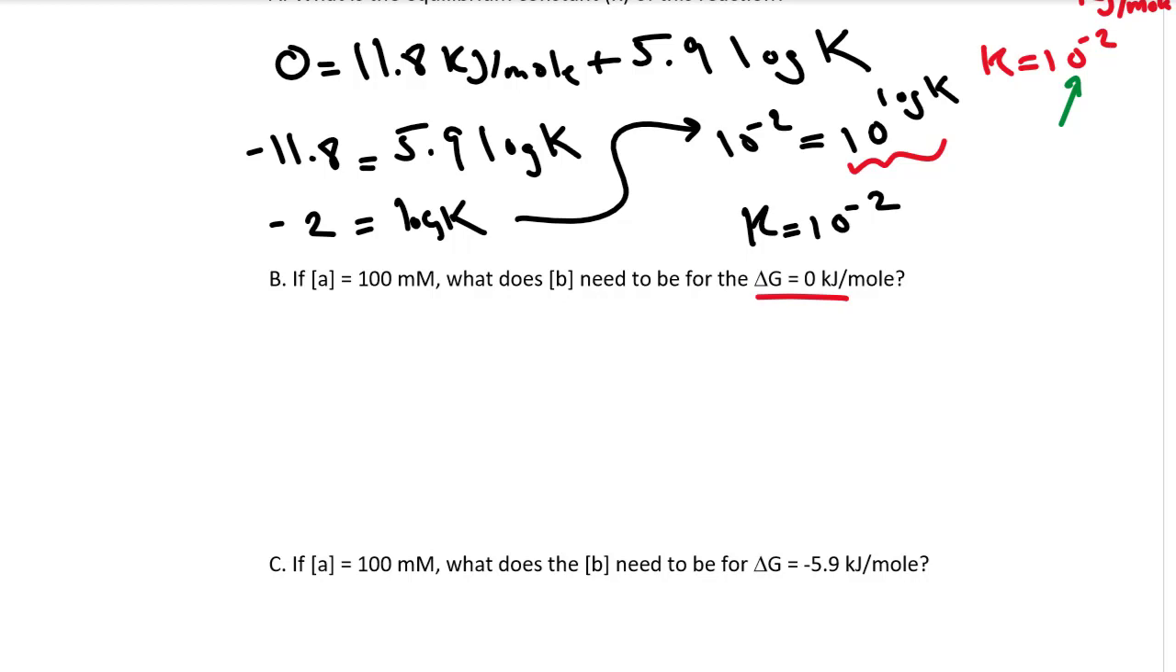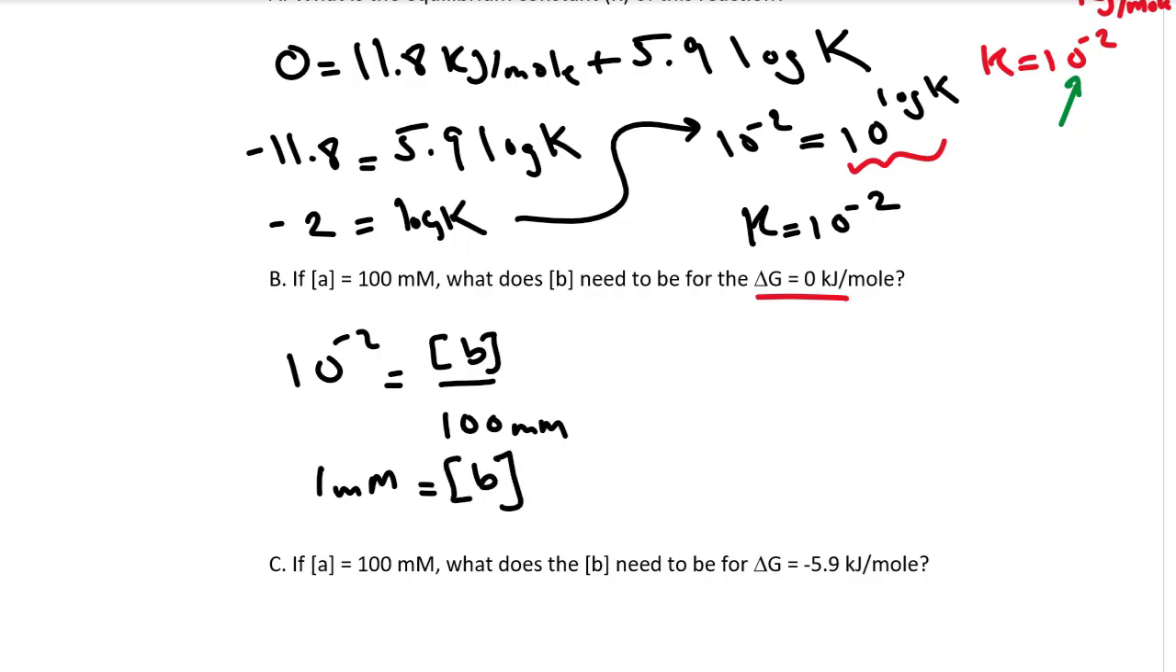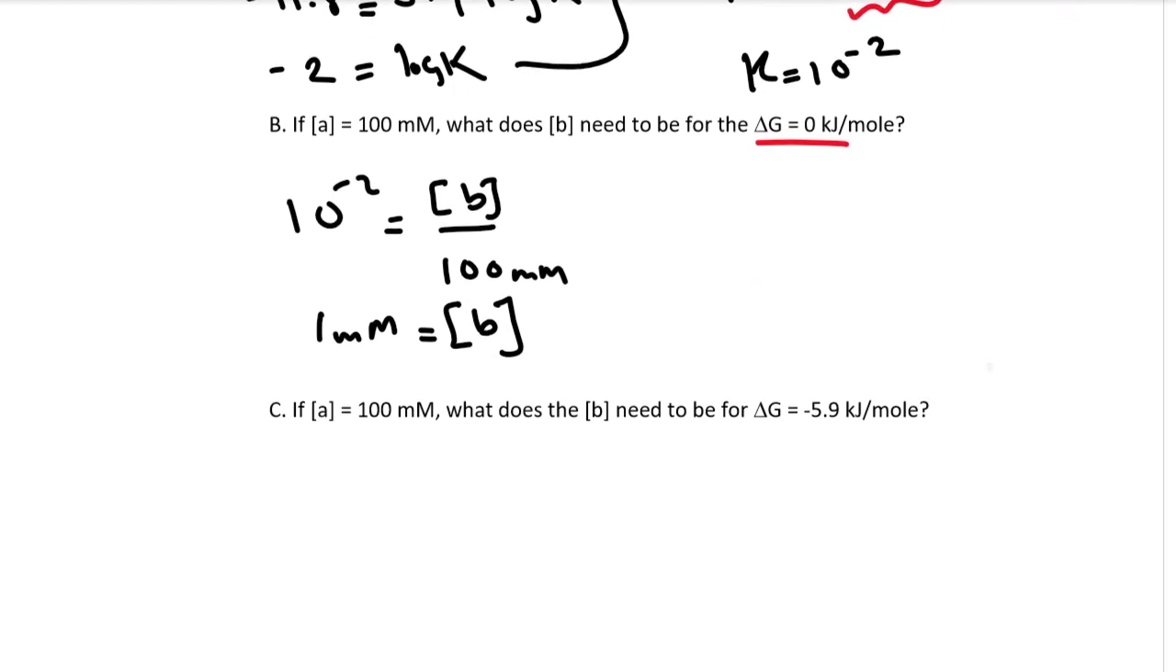So the ratio of product over reactant has to equal K. We're just going to set that up. We're going to say 10 to the minus 2 equals B, which is the product, over A, which we know. We multiply both sides by 100, and this just becomes 1 millimolar. 10 to the minus 2 is just 1 over 100, and you multiply by 100 and you get 1 millimolar. Okay, so we got that done. And the next one will actually require us to use our equation.